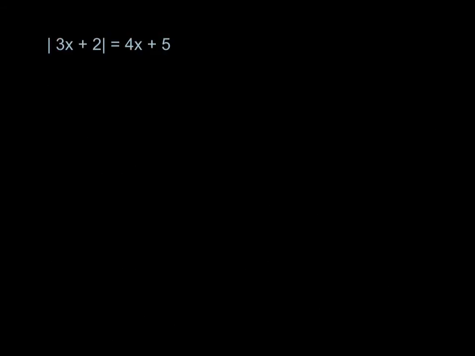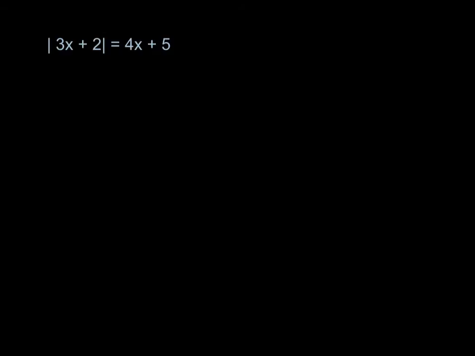Alright, one last example. Notice how this one is different, and on the right-hand side, we don't just have a constant, but we have a 4x plus 5. The first step is still true. We still isolate the absolute value to one side of the equation. And notice that on the left-hand side, we only have an absolute value of 3x plus 2. And since that's isolated, we can go ahead and jump into splitting into 2 equations.